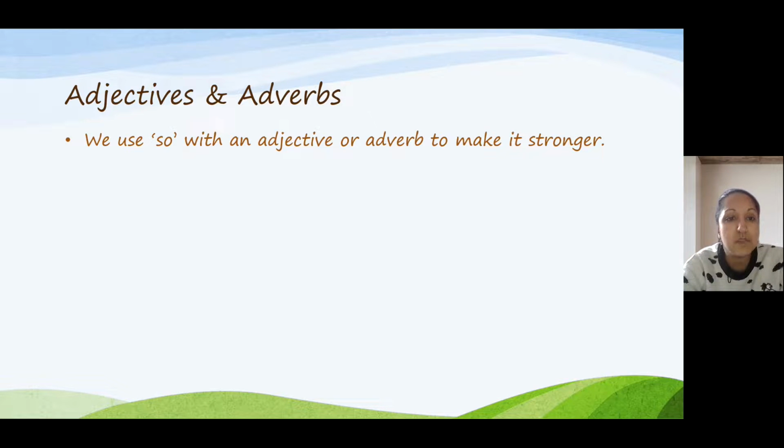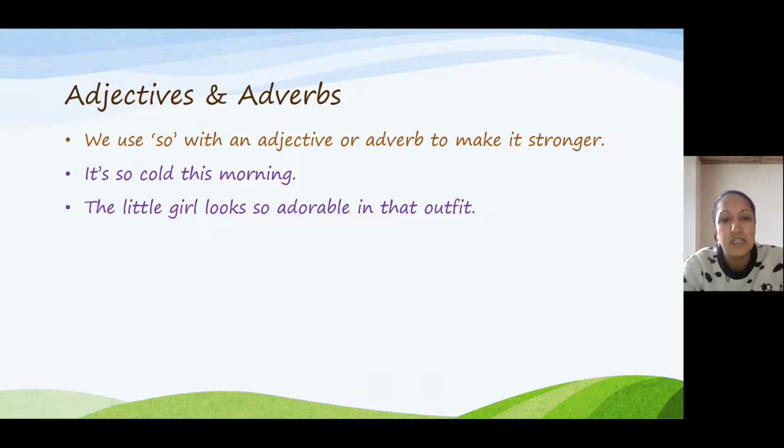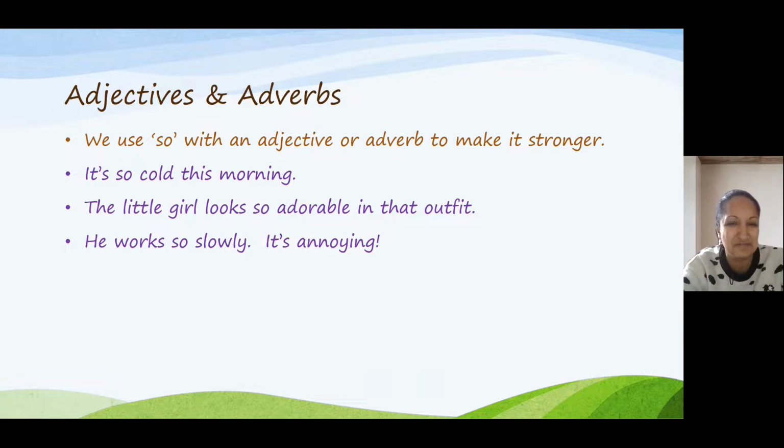Let's look in a little bit more detail at adjectives and adverbs. We use so with an adjective or an adverb to make it stronger. For example, it's so cold this morning. So it's not just cold, but it's so cold. The little girl looks so adorable in that outfit. He works so slowly. It's annoying. You could even say it's so annoying.